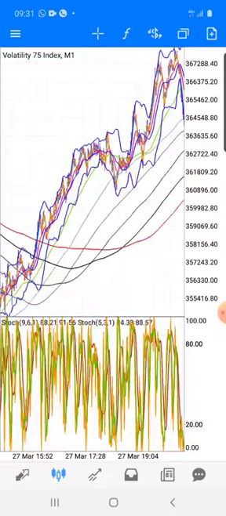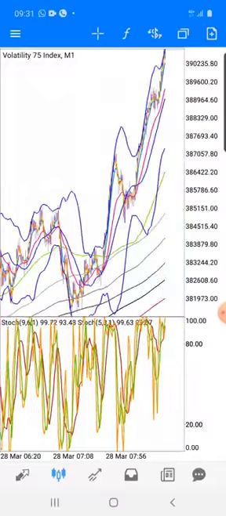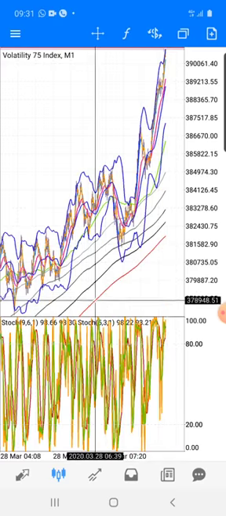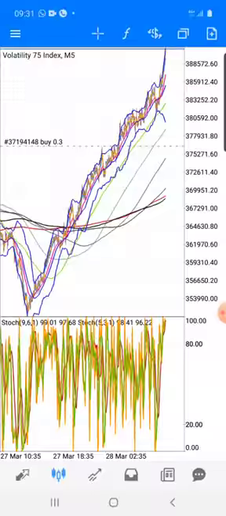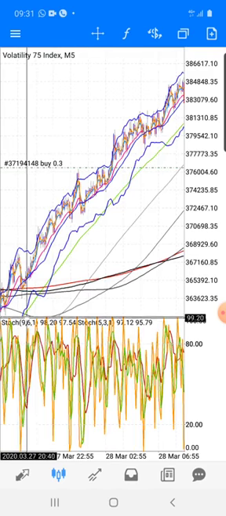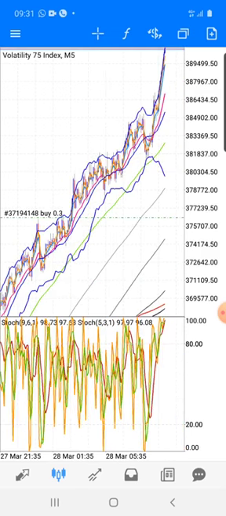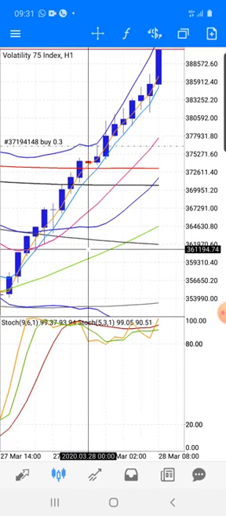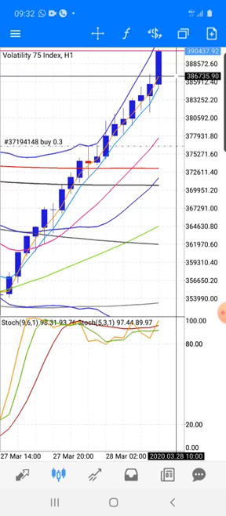Then on the 1 minute, pay attention to the red line, the red moving average. Do you see the red moving average? It's just sloping up. So how do I know this buy will continue? It's very simple. On the 1 minute, the red moving average is up. Price is way above it. On the 5 minutes, the green moving average is up. Look at it there. Price is still above it. On the 1 hour, the yellow and the blue moving average, they're just pointing up. So I know price will keep going up.